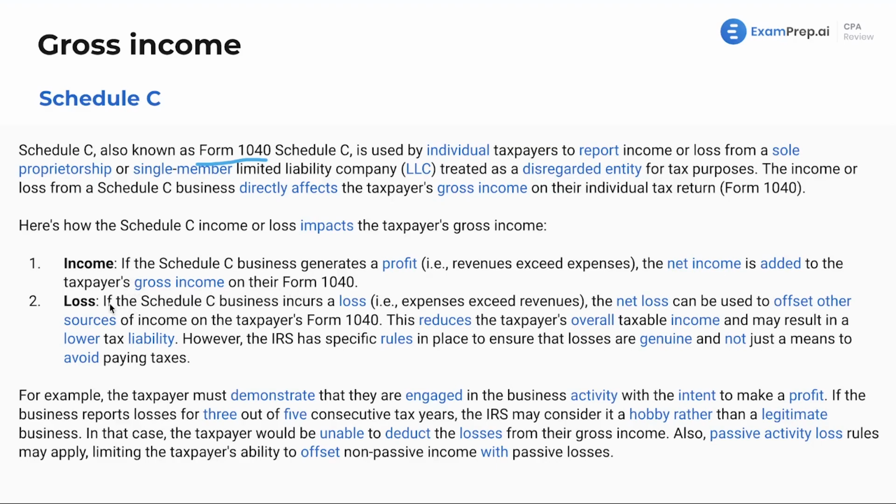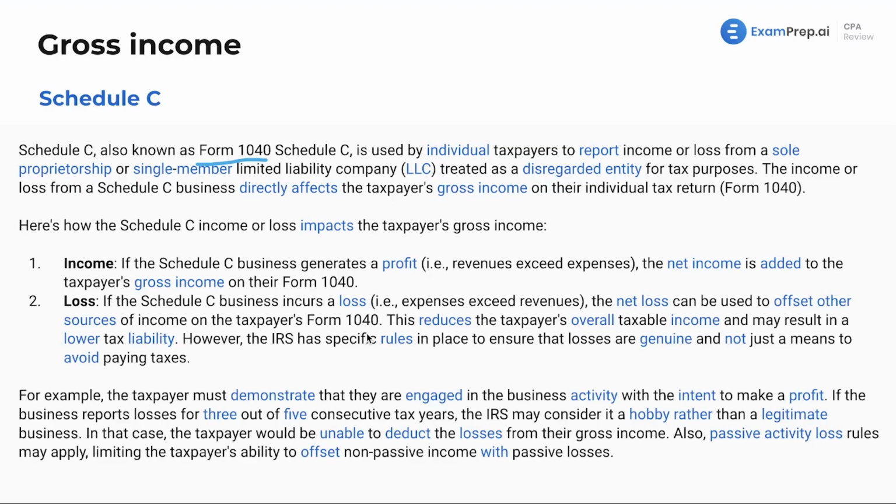Now, if you do have a loss from this activity, so again, if someone, not me, for sure not me, had a CPA tutoring business and it generated a loss, maybe you only made $5,000 that year and you had $10,000 of expenses, so that'd be a $5,000 loss, then that loss can be used to offset other sources of income on the taxpayer's 1040. That is a wild idea. Let's think about that for a second. So if you have a business, you can offset, let's say, your W-2 income. And you might be thinking, oh my gosh, that sounds fantastic. That sounds amazing. To which I'd say, yeah, it does sound fantastic.